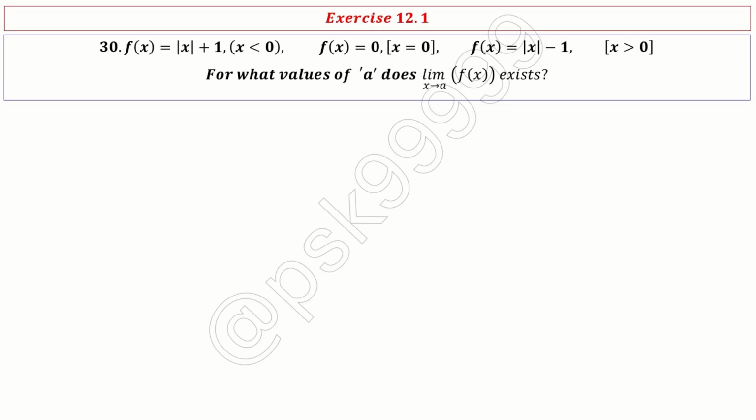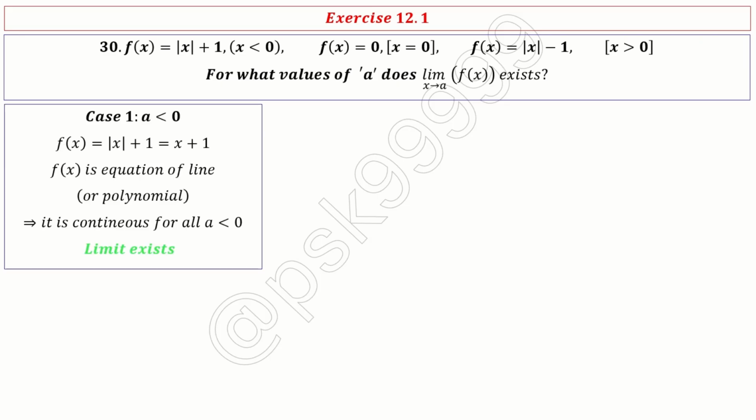f of x equals absolute x plus 1 for x less than 0, f of x equals 0 for x equal to 0, and f of x equals absolute x minus 1 for x greater than 0. For what values of a does the limit as x tends to a of f of x exist? Okay, so we need to check what values of a.